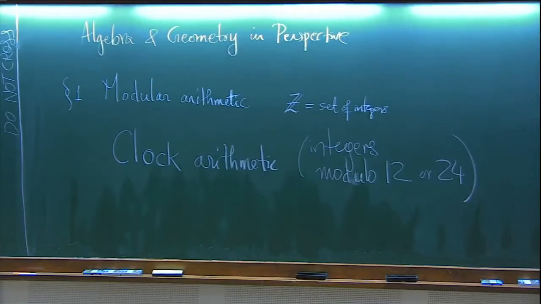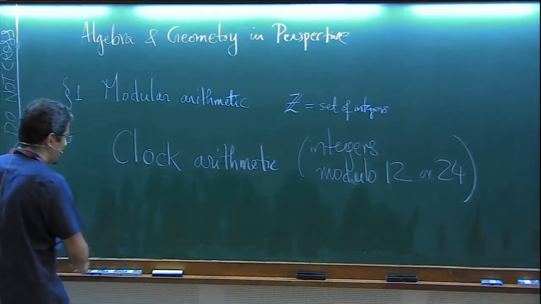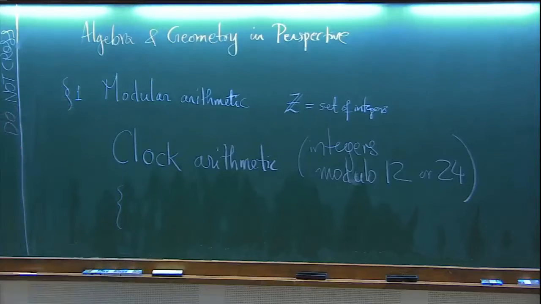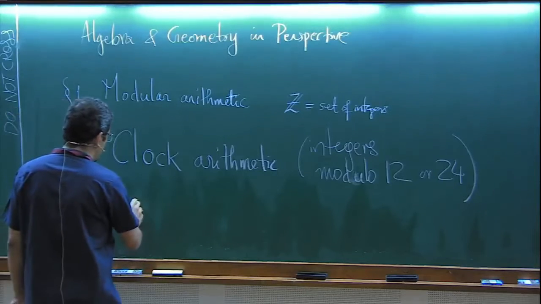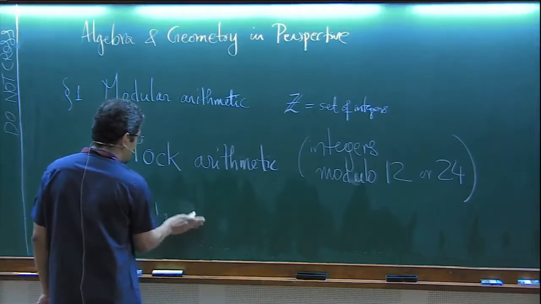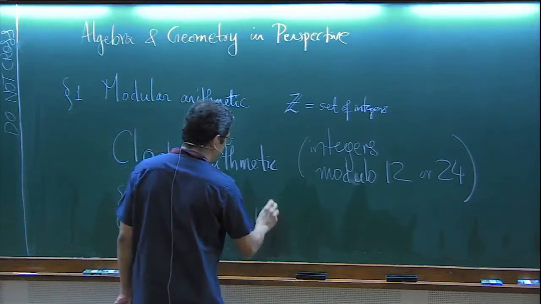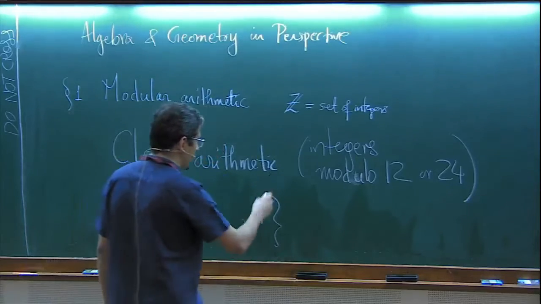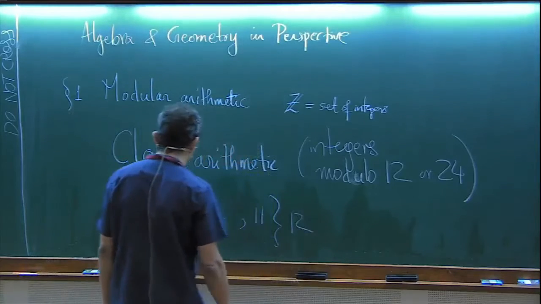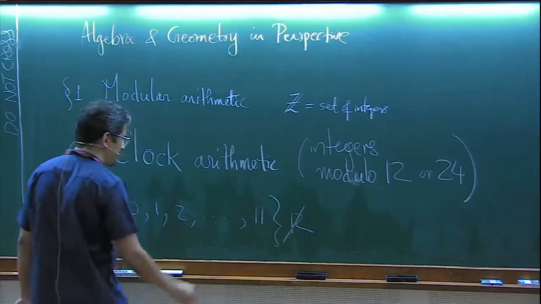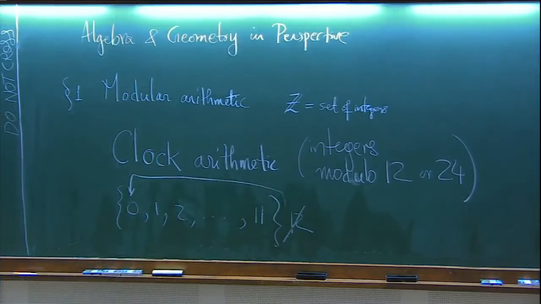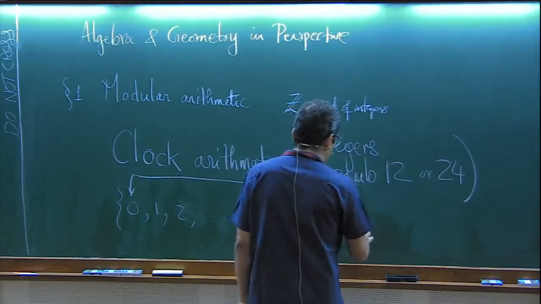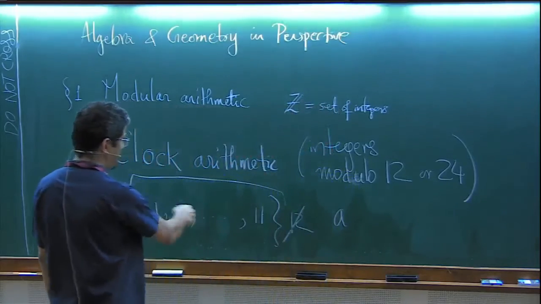So formally, I would look at the set of all times, but I'm only interested in the integer part, so not 12:30 and 11:45 and those kinds of things. I would look at integers starting from 0 all the way up to 11. When we use clock arithmetic, sometimes we use 12 instead of 0, but for doing arithmetic, 12 is not so convenient, and 0 is more natural. So instead of 12, I have thrown in 0 there. This is the set of integers modulo 12.